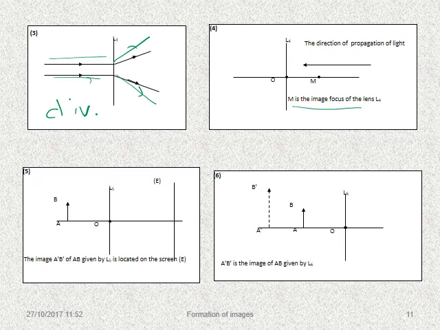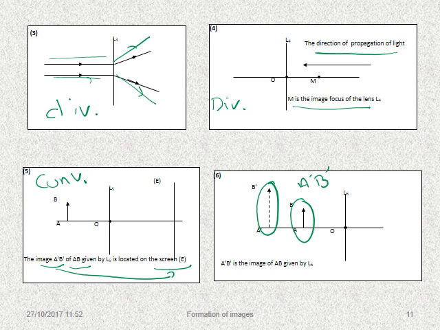L image focus. The image focus is in the direction of propagation of light, so it is diverging. The image A prime B prime of object AB is collected on the screen. A prime B prime on the screen, so it is converging. A prime B prime greater than AB, so it is converging.